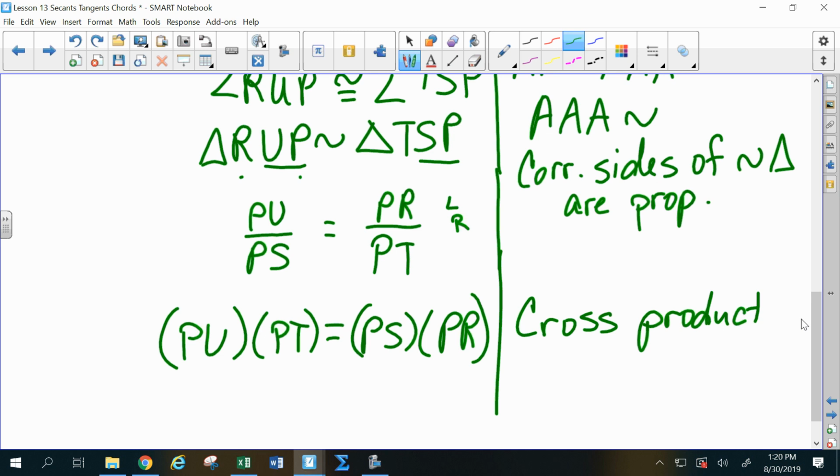The cross product, PU times PT, because we had the proportions, and then PS times PR going the other direction. If you prefer, you could say you multiplied both sides by PT, PS, and canceled. That's an equivalent way of saying that. Maggie?